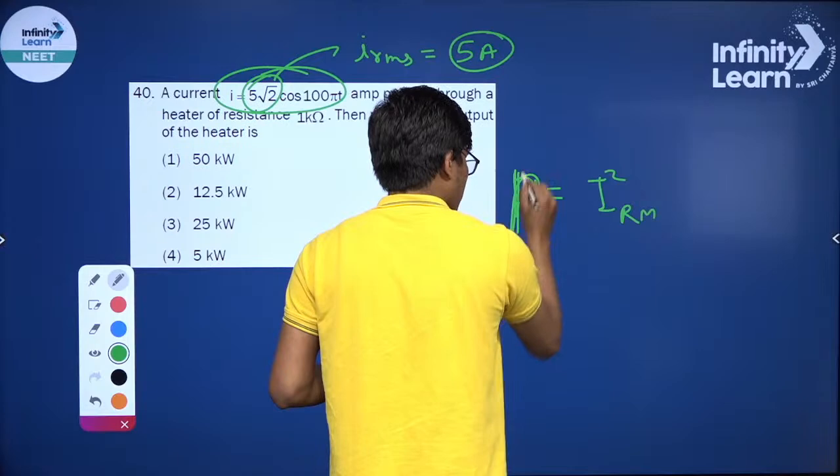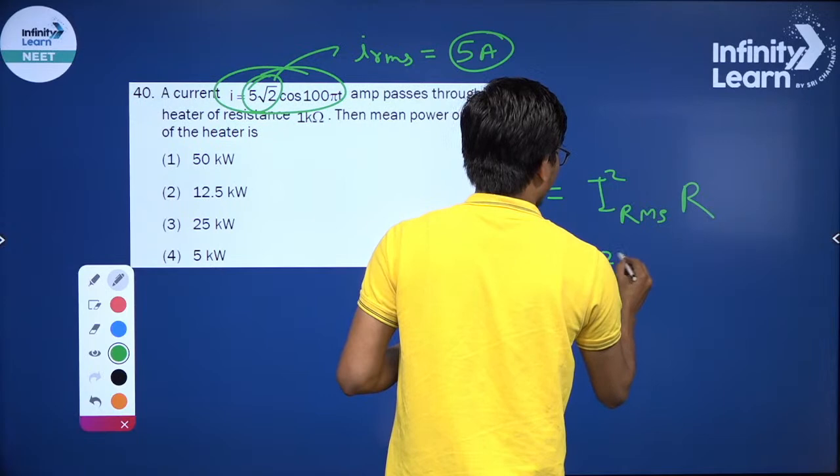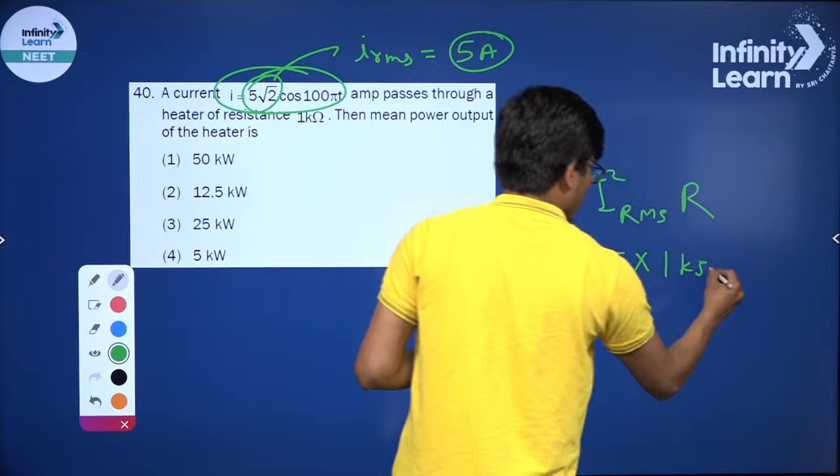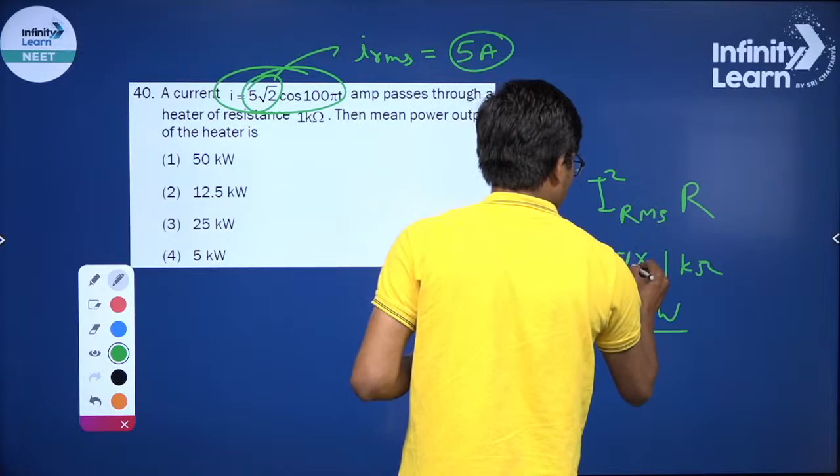I square bole to 5 square, that is 25, and resistance is given to you as 1 kilo ohm, right? So my power will be 25. This kilo means kilo into volt, right? This was ampere square. Alright. So 25 kilowatt, a direct formula based question.